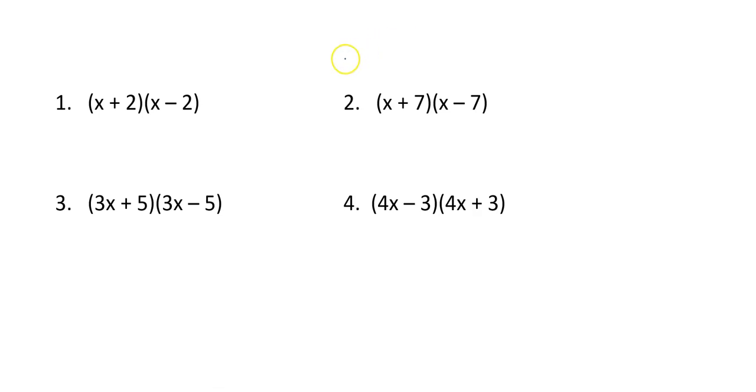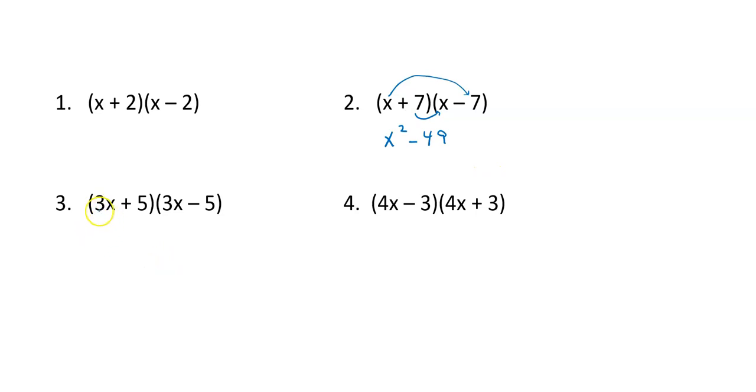All right, try it out for the second one here. X plus 7, x minus 7. X times x is x squared, minus 7x, and plus 7x go away. 7 times negative 7, negative 49.